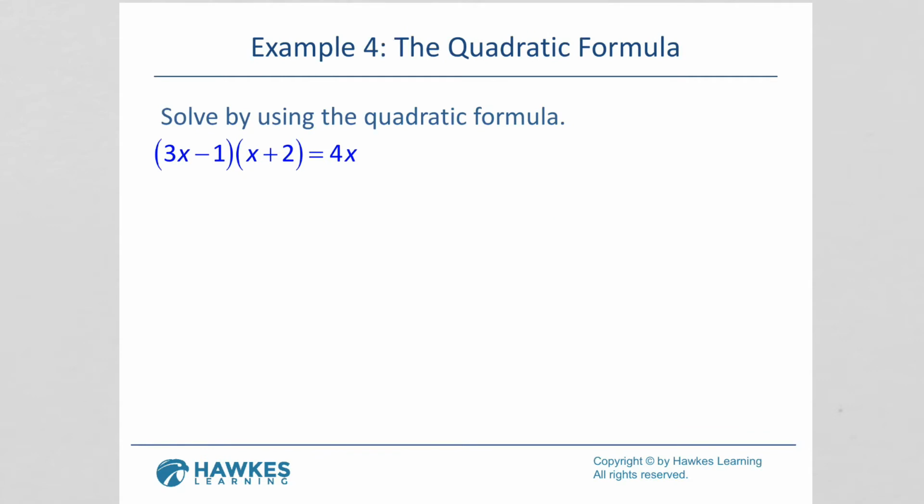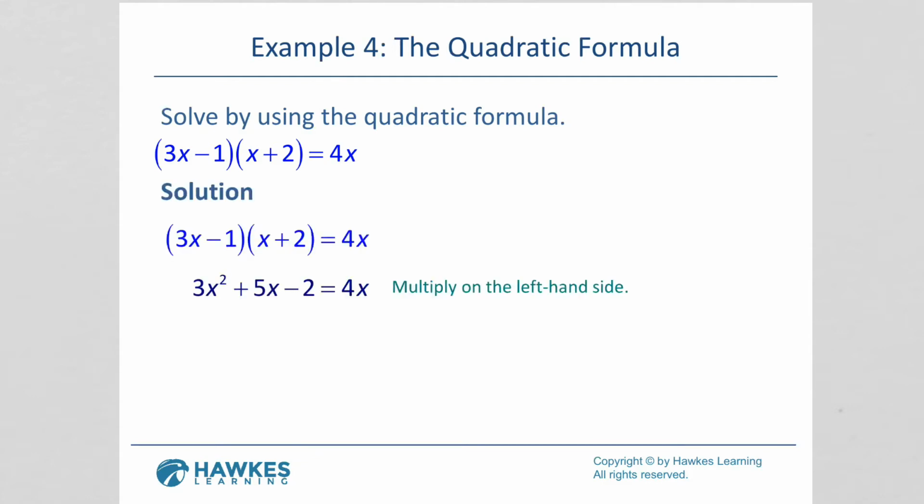Example 4, solve by using the quadratic formula. Here we have the quantity 3x minus 1 times the quantity x plus 2 equals 4x. So we're going to start by distributing on the left, which gives me 3x squared plus 5x minus 2 equals 4x. Now we're going to subtract 4x from both sides so we can set it equal to 0. That's 3x squared plus x minus 2 equals 0.